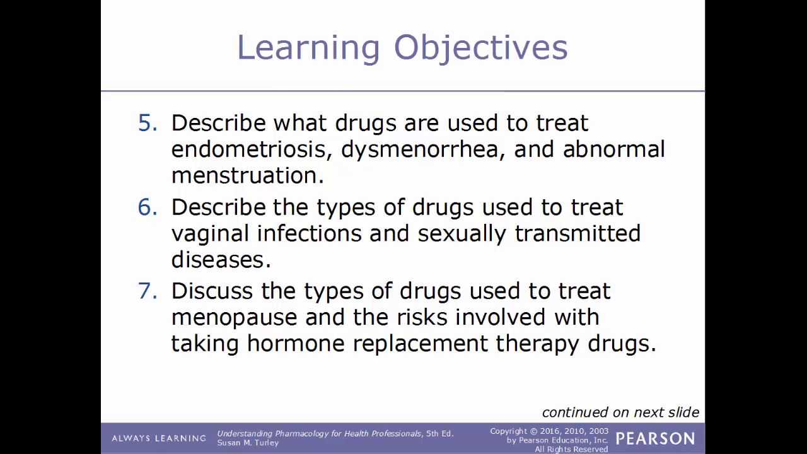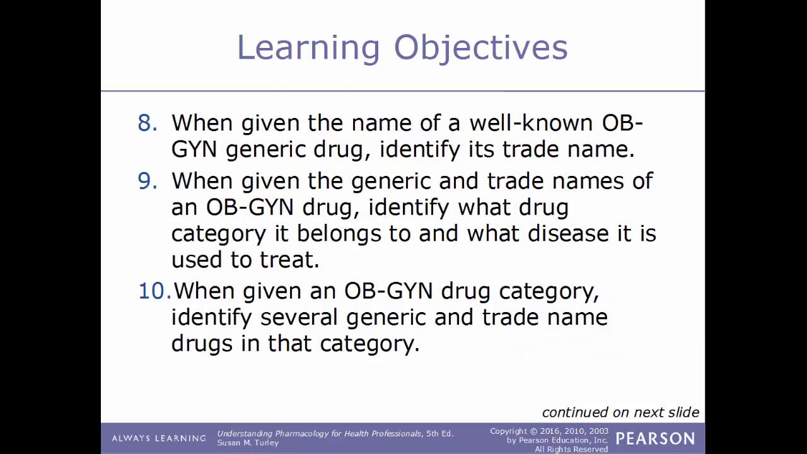Describe the various types of drugs used to treat vaginal infections and sexually transmitted diseases. Discuss the types of drugs used to treat menopause and the risk involved with taking hormone replacement therapy drugs. When given the name of a well-known OBGYN generic drug, identify the trade name.